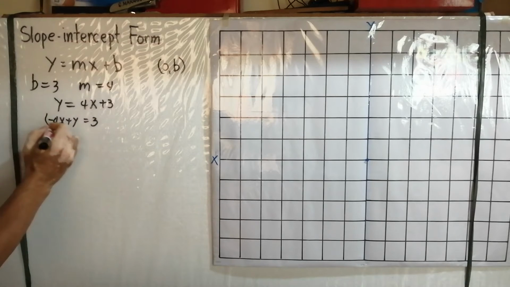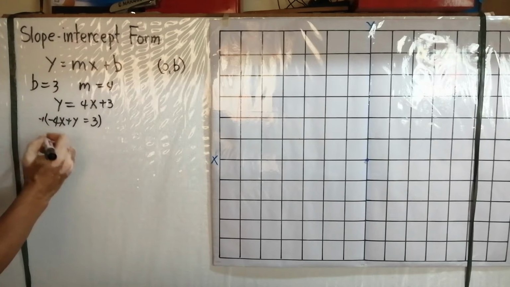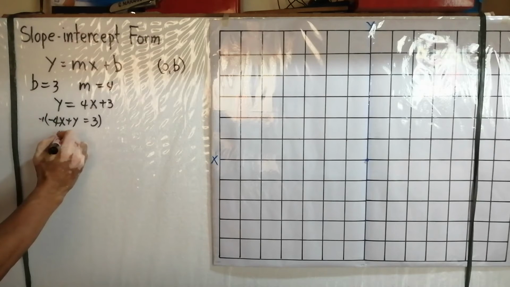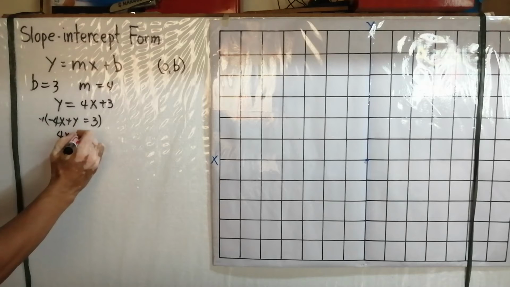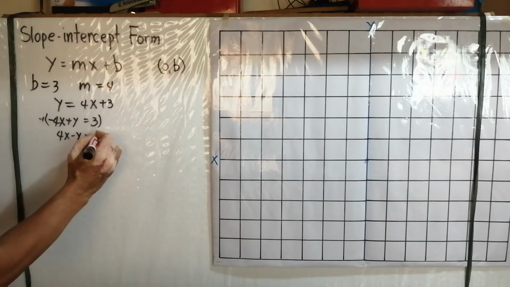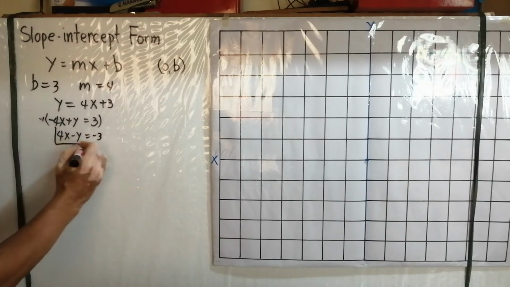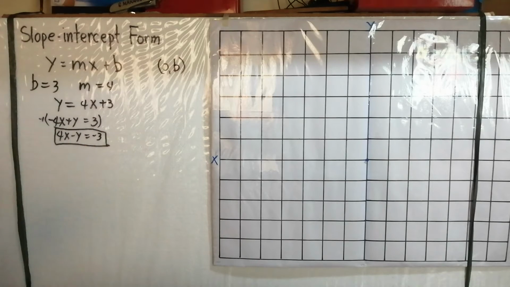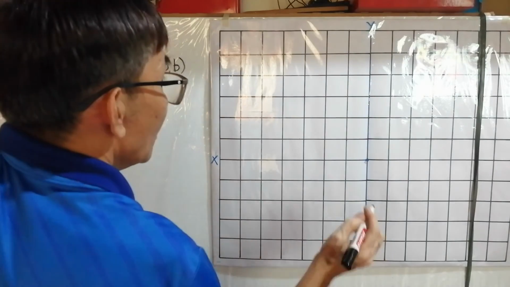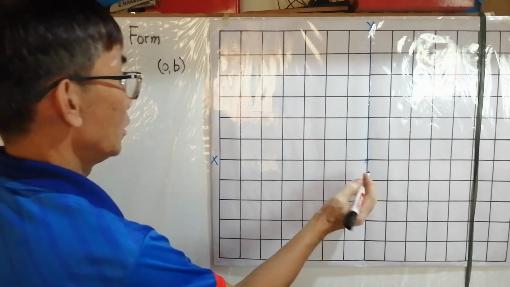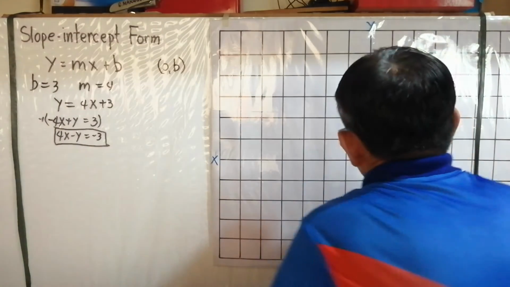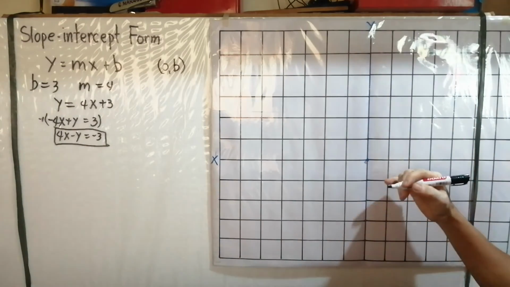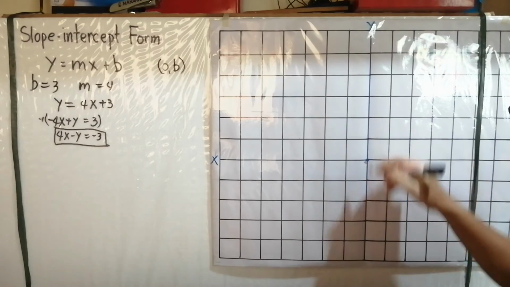So you multiply this by negative 1, so it will be 4x minus y equals negative 3. So this is the standard form of the equation of the line with a slope of 4 and y-intercept of 3. So shall we show the graph also here? So first also here is to plot the y-intercept. So you just count from the y-axis.